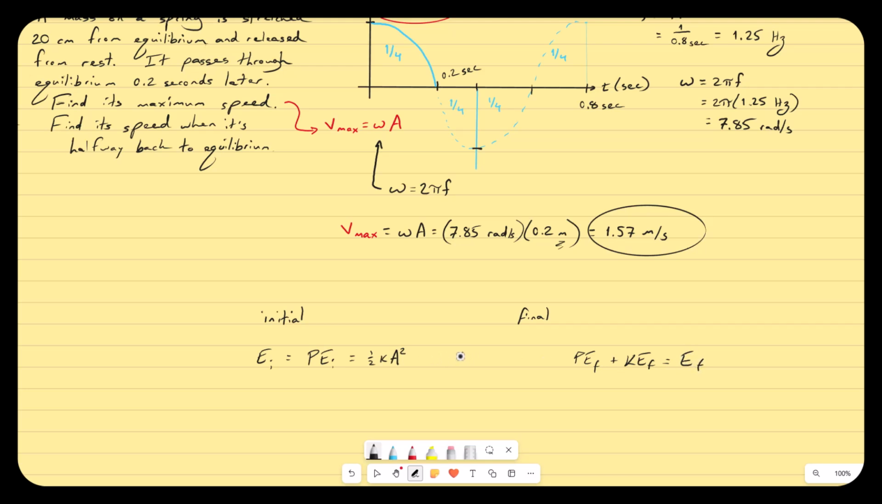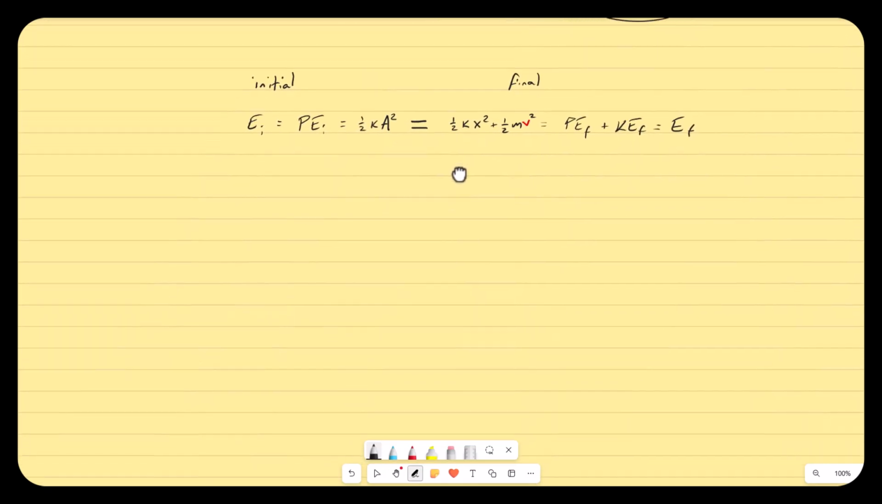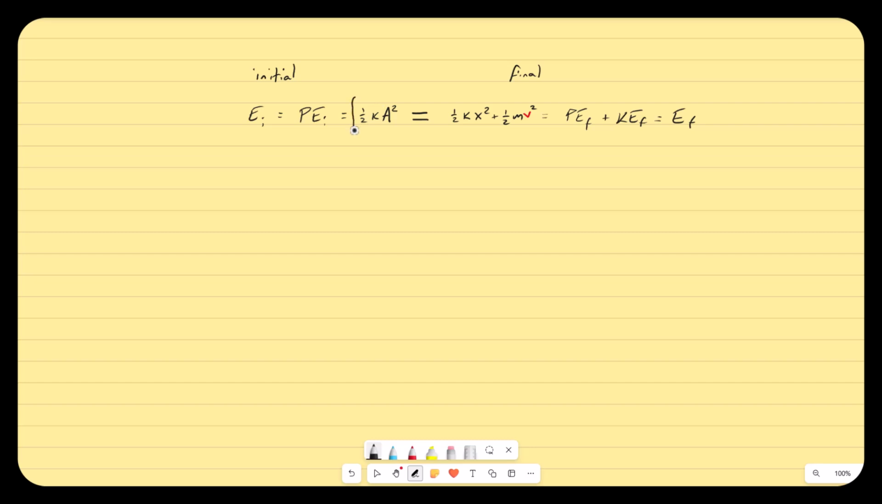So our potential energy is half K x squared. Our kinetic energy is half mv squared. And what we know is that these have to be equal to each other. So I have an equation right here to work with, right in the middle. I'm going to cross off my halves because I've got them in every term. So I get K times A squared equals K times X squared plus M times V squared. I'm solving for V, so I'm going to move this thing over.